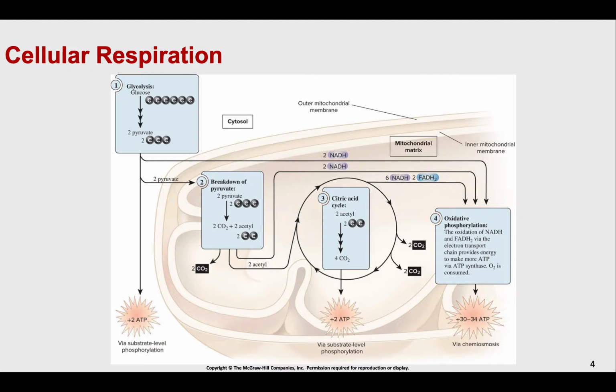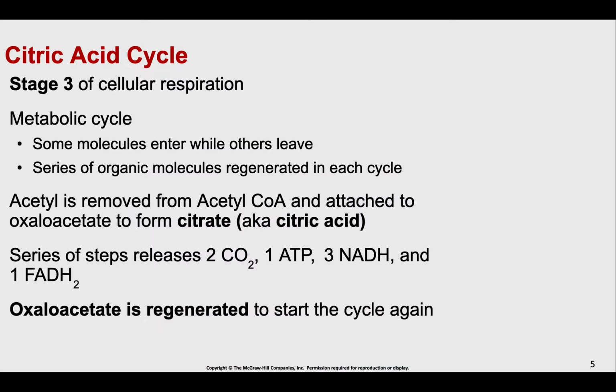Just as a review again, we have glycolysis. We're creating two pyruvate molecules and 2 ATP is produced. Those pyruvate molecules will enter into the mitochondrial matrix and be broken down into 2 acetyl-CoA molecules. So that's kind of where we're picking up today, because we're going to talk about the citric acid cycle, stage 3. At this point, we have acetyl-CoA. That's the molecule that we left off on.